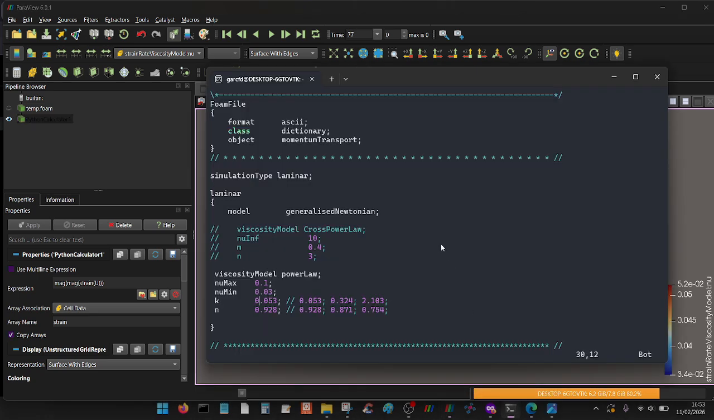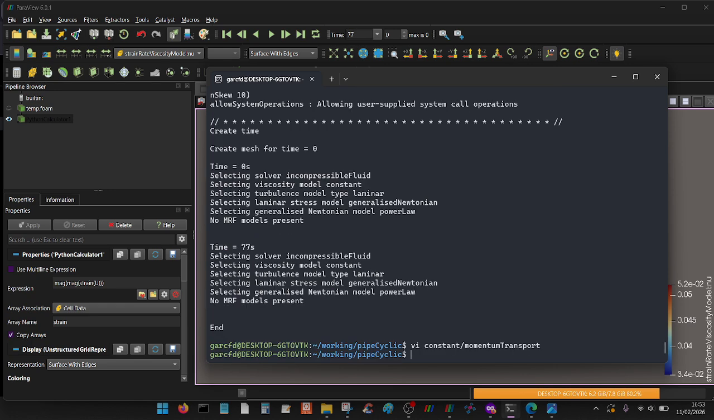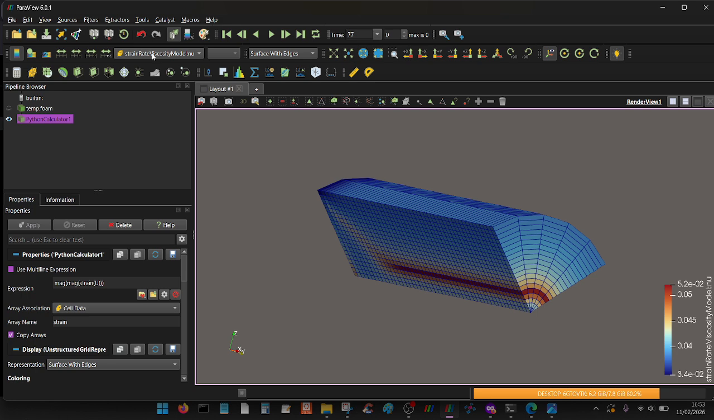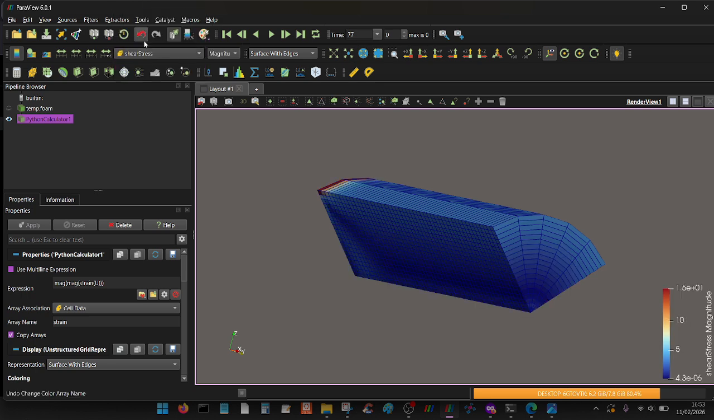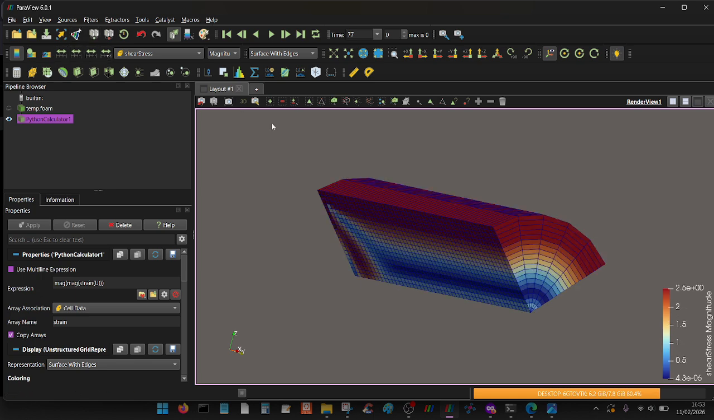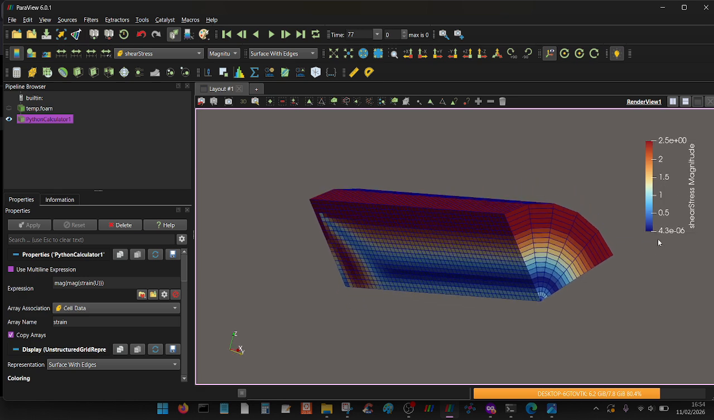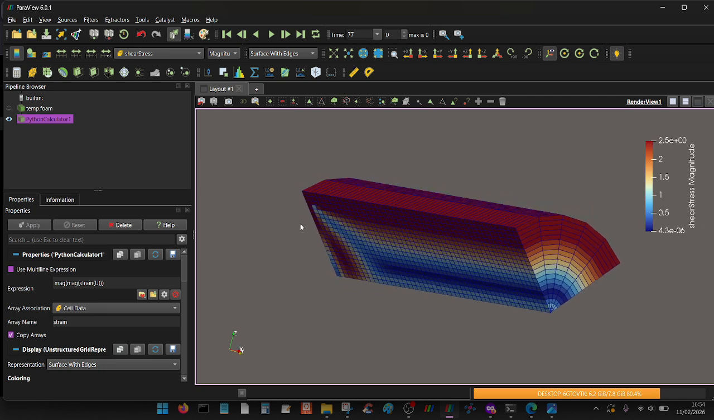And then you run this other function to get the shear stress. You have to post-process it to get the shear stress out. And then when you read that into OpenFOAM, you get the shear stress here. So that's the shear stress. You can see it's quite large towards the wall there, as I would expect.